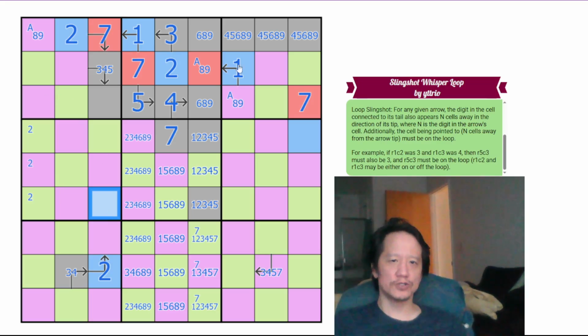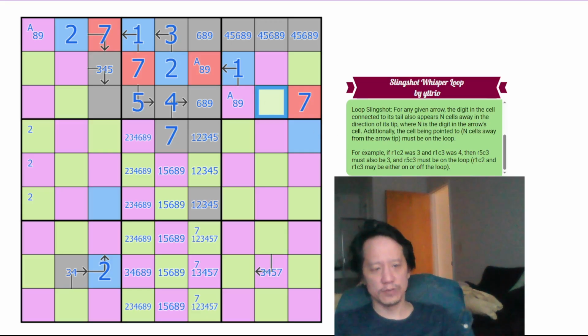Where is the 2 in row 3? Can't be here because of the 2 in the box. Can't be here because of the 2 in the box. Can't be here because this 1 says that this digit has to be here. So this must be a 2 here.